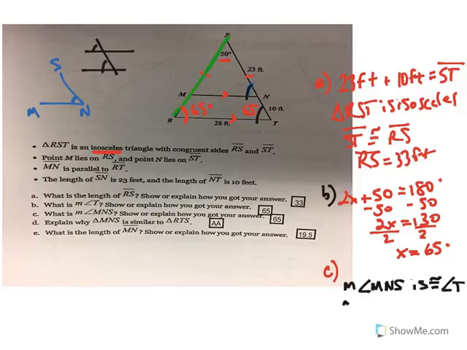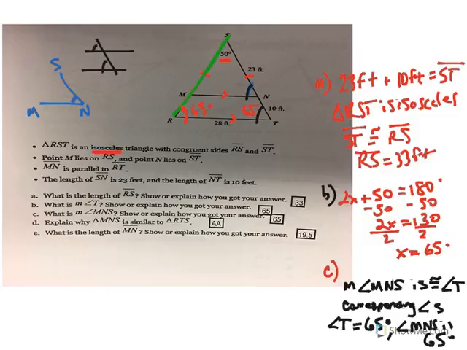they are corresponding angles. Angle T is 65 degrees, therefore angle MNS is 65 degrees as well. And you need to write all that stuff out, otherwise you're not going to get full credit, okay? So D, explain why triangle MNS is similar to triangle RTS.